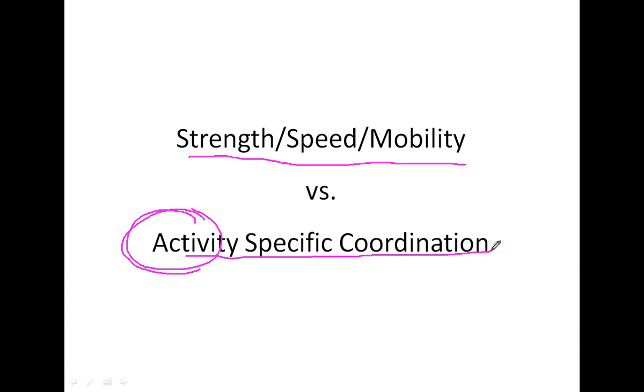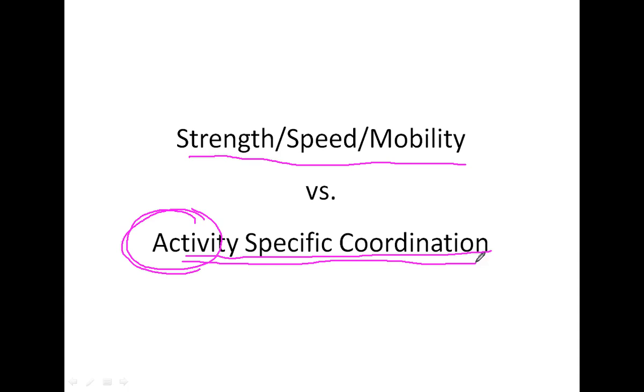Activity-specific coordination is really the key. It's the key to what separates elite athletes from sub-elite athletes, and even at the elite level, the super elite from the rest of the pack. So the idea now that we want you to start to focus on is activity-specific coordination.